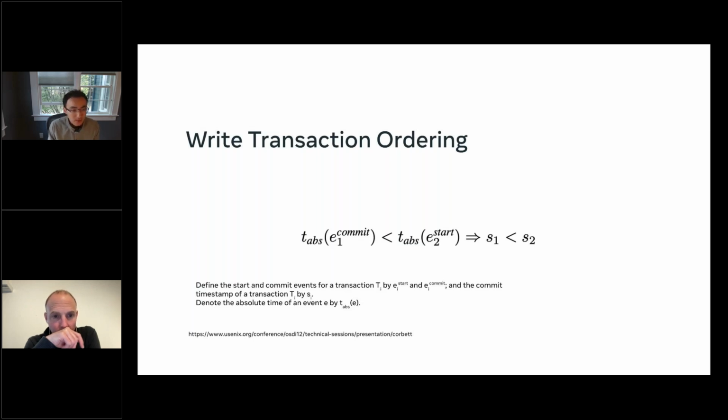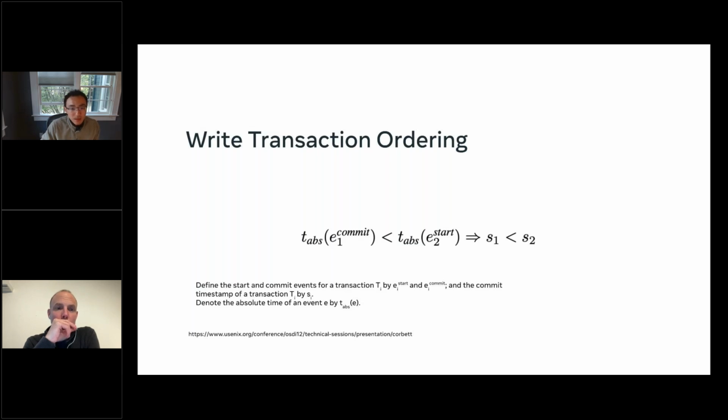And naturally, the reason why we want it is because if this doesn't hold, then that means the commit timestamp ordering minted by Spanner, for example, is going to be inconsistent with an external observer. So this is a nice property to have. So how do we ensure this property?